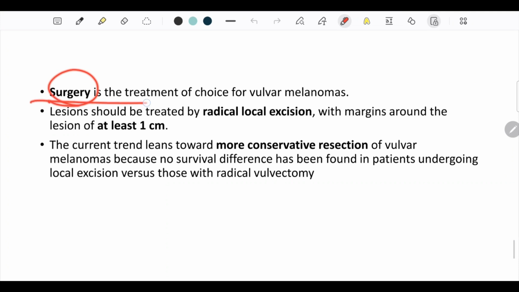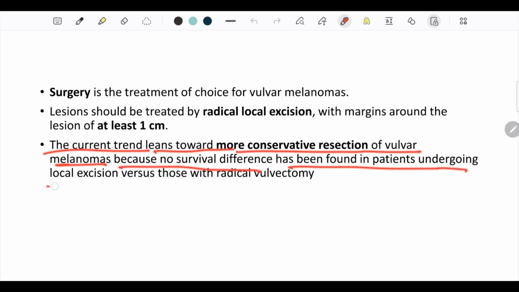Treatment of choice is surgery, and it should be treated by radical local excision with a margin of at least 1 cm. The current trend leans towards more conservative resection of vulvar melanoma because no survival difference has been noted in patients undergoing local excision versus radical vulvectomy. So conservative surgery is preferred.